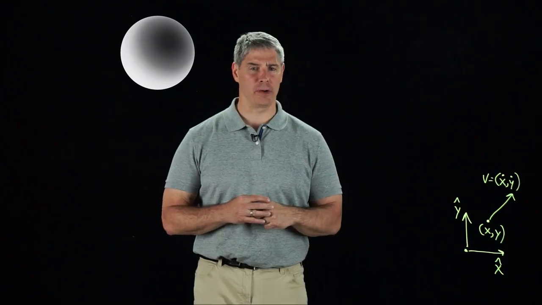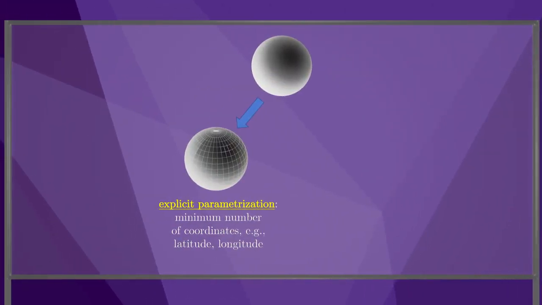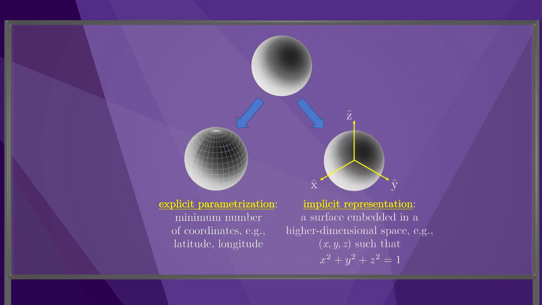If the space is curved, however, like a sphere, we have two ways we could represent it. We could either use an explicit parametrization, which uses a minimum number of coordinates to represent the space, such as latitude and longitude for a sphere, or we could use an implicit representation, which uses more coordinates subject to constraints.